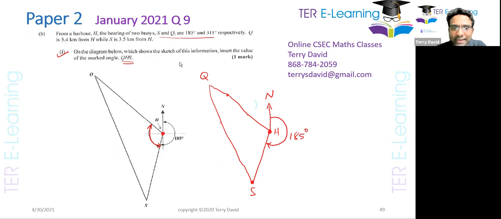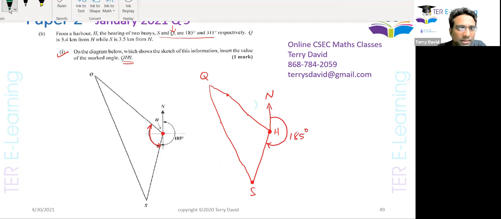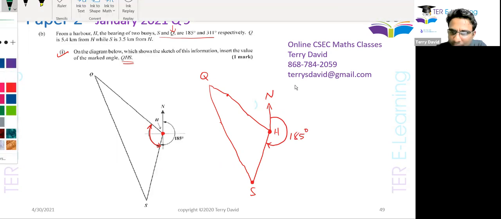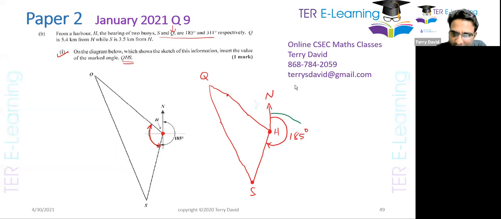But they also said that the bearing of Q from H is 311. So again, you're starting at H, but the bearing that we're talking about here, let me use a different color so you see what I'm doing here. So you're measuring the next bearing, you're starting here, but what's happening here is that you're reaching as far as this point here. So that green line actually represents my 311 degrees.